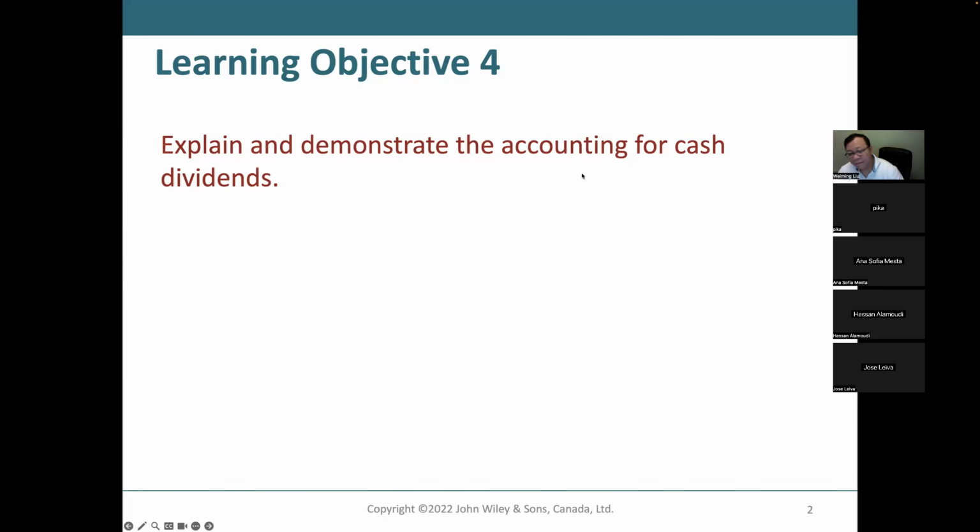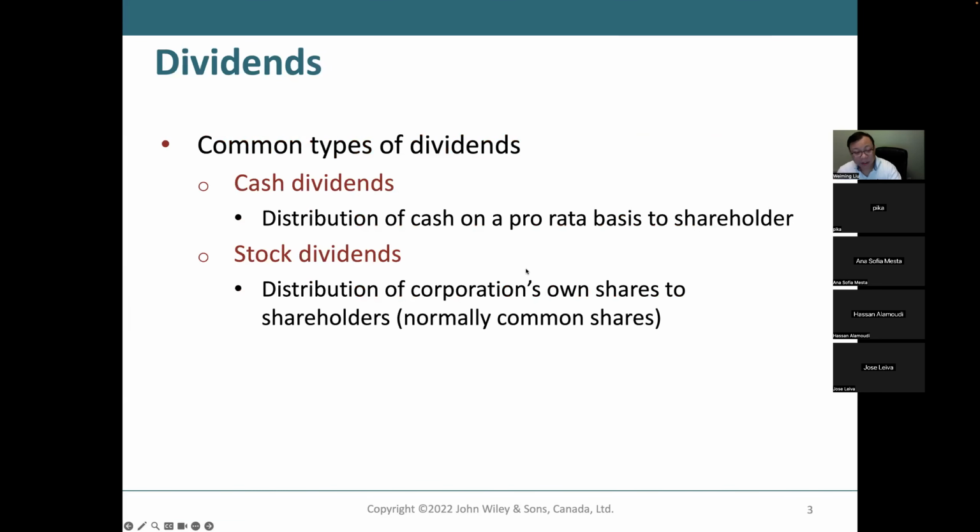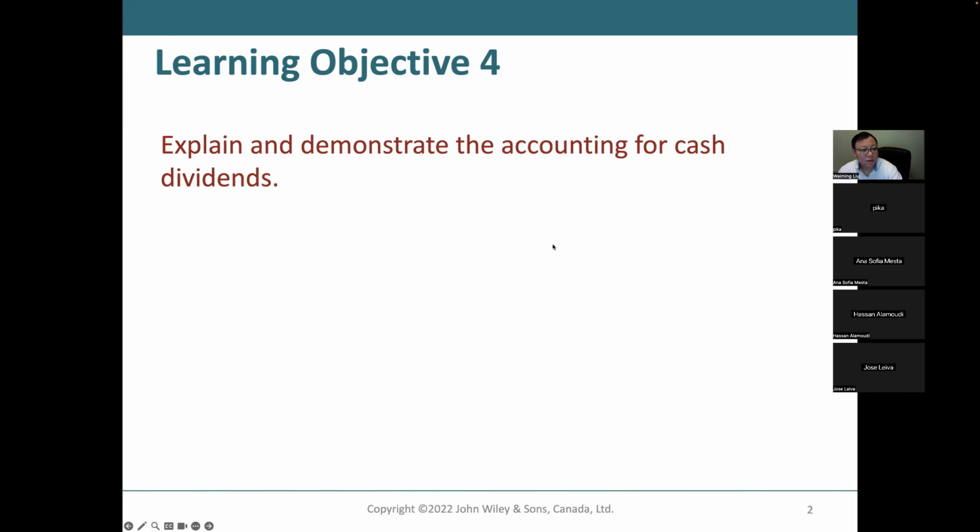So the fourth learning objective is about explaining and demonstrating the accounting for cash dividends. Okay, for cash dividends.